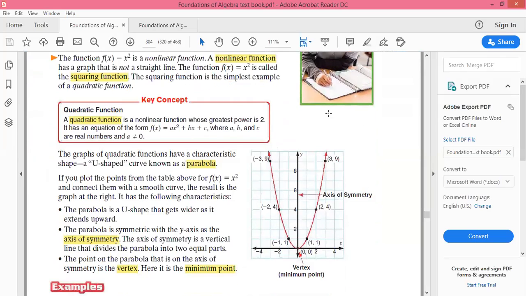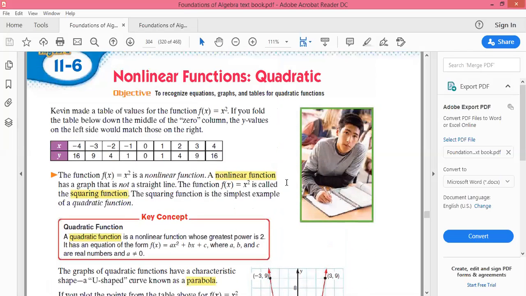Can you see this graph? Is it a straight line? No, it's not a straight line. It's U-shaped. Okay, so it's a non-linear function.